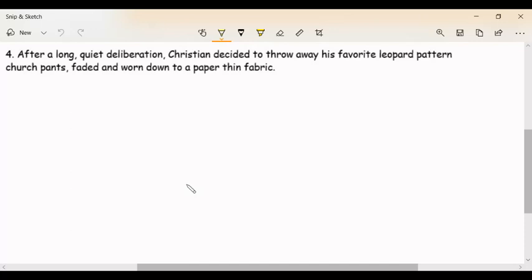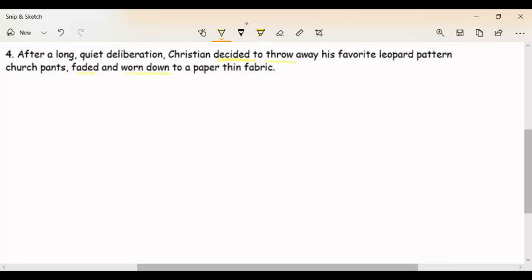All right, so a couple things going on here. I can see that I have decided. I changed my color. Look at this nice little yellow I have. So here's decided as a verb, and then I have to throw, which is an infinitive, and then later I have faded, and then I have worn down.